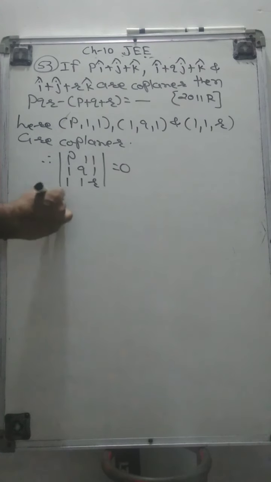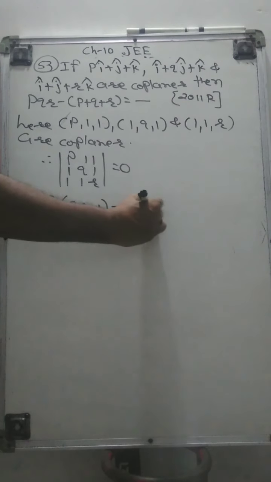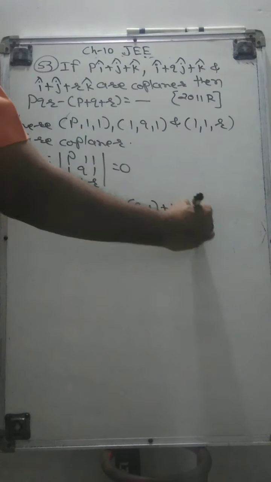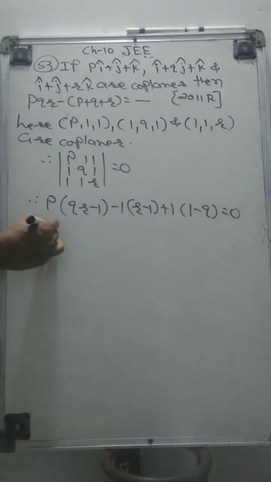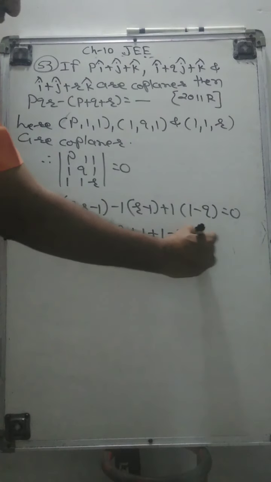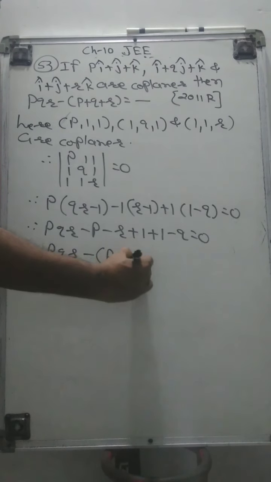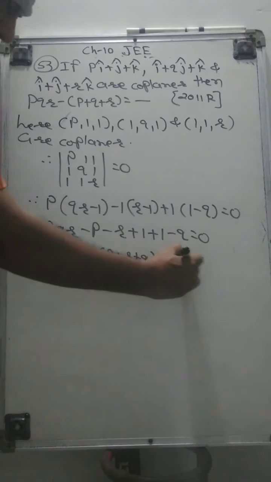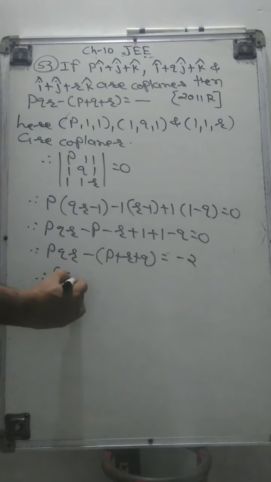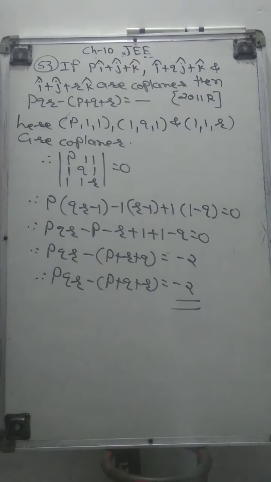Now we just simplify: P times QR minus 1, minus 1 times R minus 1, plus 1 times 1 minus Q equal to 0. Therefore PQR minus P minus R plus 1 minus Q equal to 0. It means PQR minus P plus R plus Q is equal to minus 2, or we can say that PQR minus P plus Q plus R equal to minus 2. So our answer is minus 2, right? So this way we can obtain this answer.